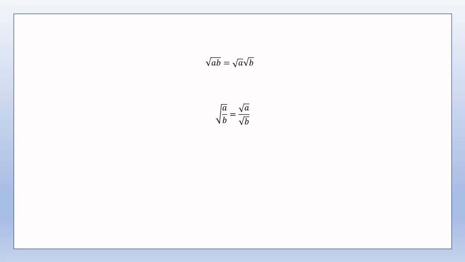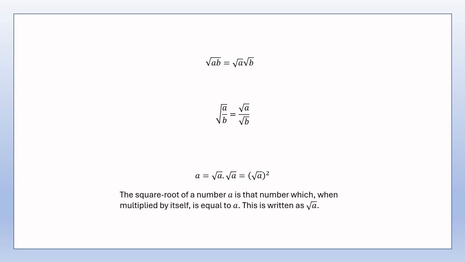We also have for square roots and for a greater than or equal to 0 that a is equal to the square root of a times the square root of a, which is equal to the square root of a all squared. In other words, the square root of a number a is that number which, when multiplied by itself, is equal to a. And this is of course written as the square root of a. There are similar rules for nth roots, but these are rarely used at A-level. However, I do include these later in the video.